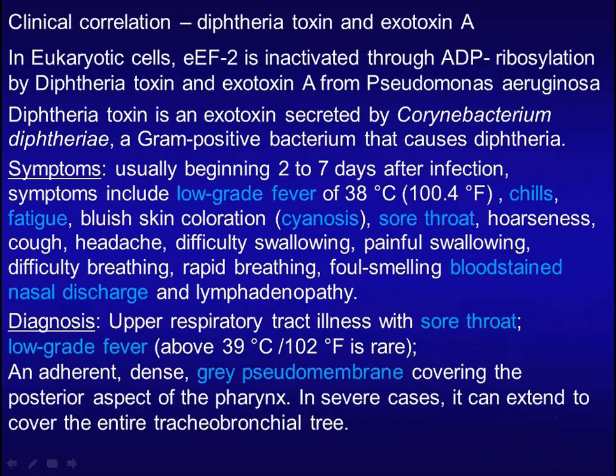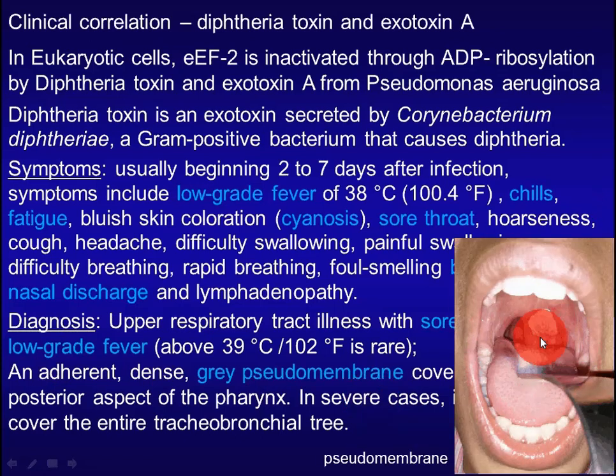Here is a clinical correlation. Diphtheria toxin is an exotoxin produced by Corynebacterium diphtheriae, a gram-positive bacteria. Diphtheria toxin can inactivate elongation factor 2 through ADP ribosylation, leading to diphtheria. Symptoms of diphtheria include low-grade fever, chills, fatigue, cyanosis, sore throat, and blood-stained nasal discharge. Initial diagnosis is based on symptoms. Diphtheria should be suspected when the patient presents with upper respiratory tract illness with sore throat, low-grade fever, and gray pseudomembrane covering the posterior of the pharynx. This is an example of the pseudomembrane.